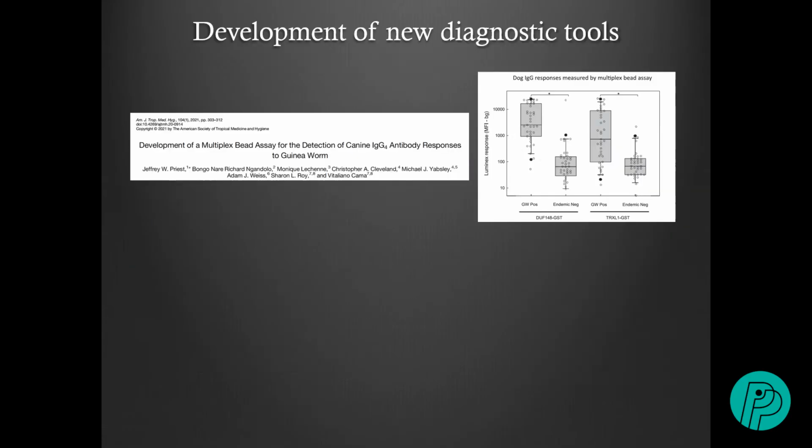We've also been active working on developing and validating and implementing new diagnostic tools. This first one here is in collaboration with the Centers for Disease Control and Prevention, who developed a serologic test for humans, and then they adapted that test to work with dogs. And so now the idea would be we would have a serologic test that we can use to test dogs in a village to see whether or not they have developing guinea worms in their system.